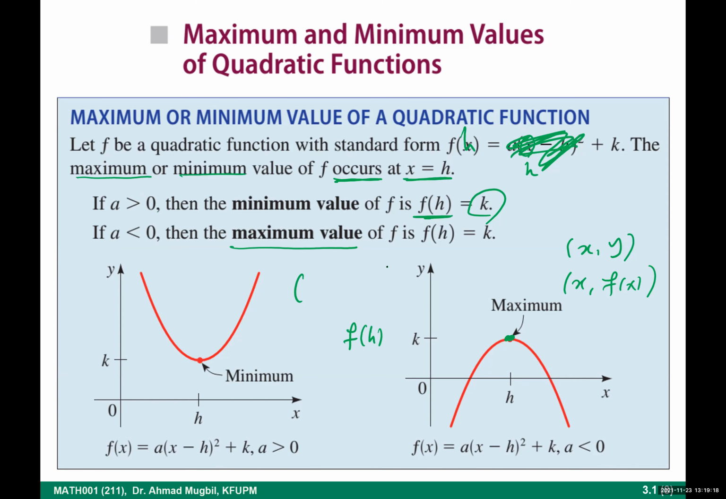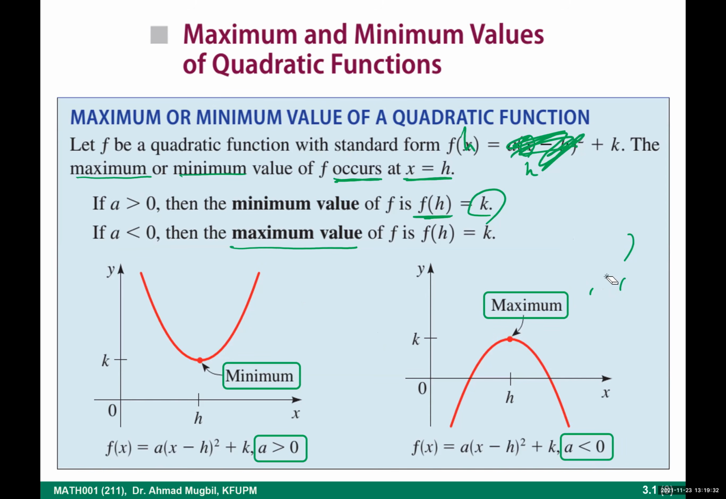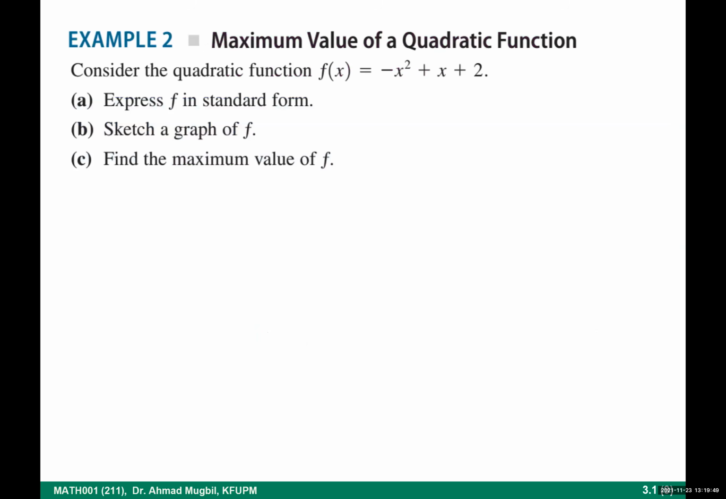Okay, let me emphasize: minimum when it opens up, maximum when it opens down. The maximum is the value of f, the value of the function, the value of y, and it occurs at the value of x, at h. Here, what you mentioned in the previous slide, the range will be from k to infinity if a is positive. If a is negative, it will be from negative infinity to k.